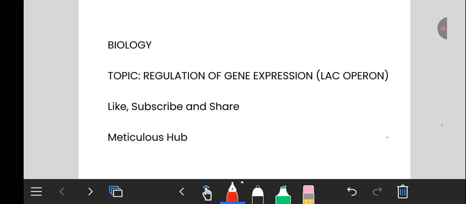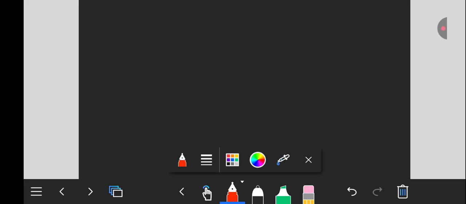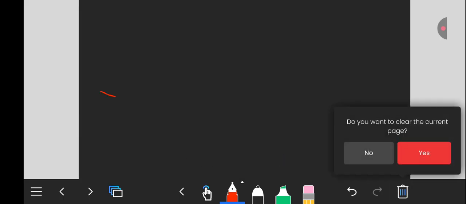But before we can go any further, we're going to understand what regulation of gene expression is, and also what gene expression is all about. So let's get started. So we're going to start with gene regulation.